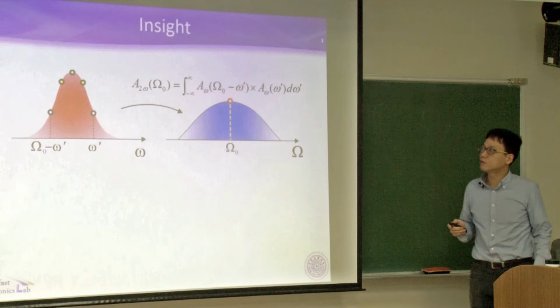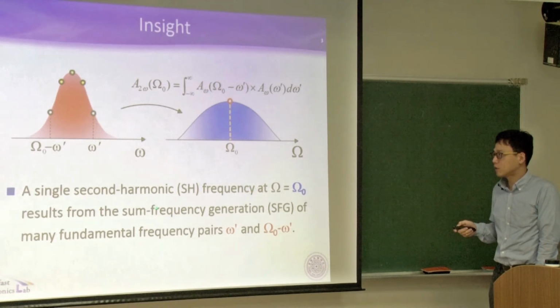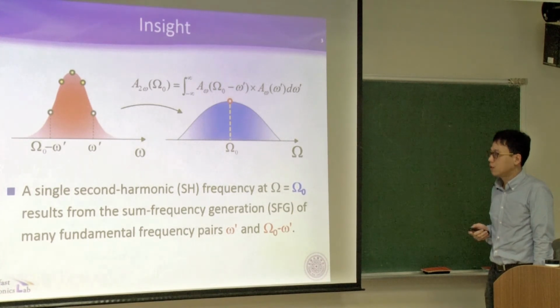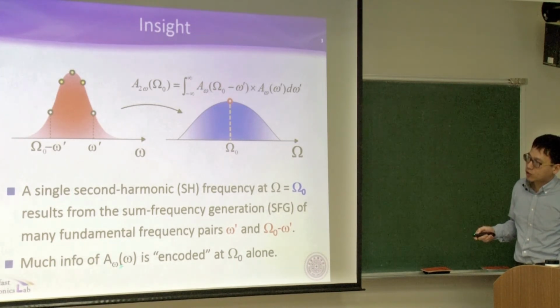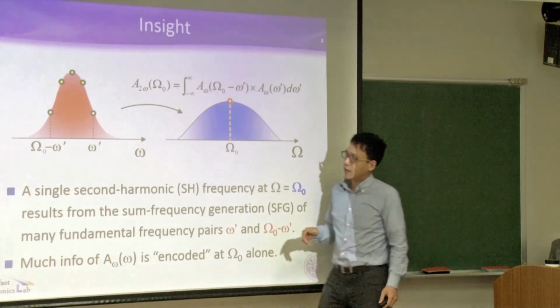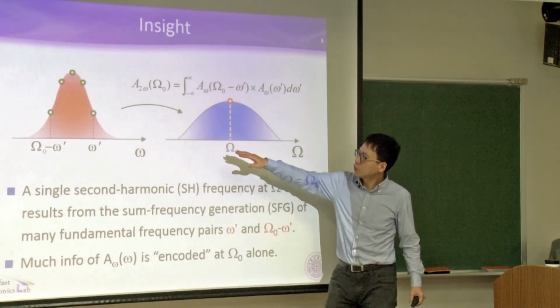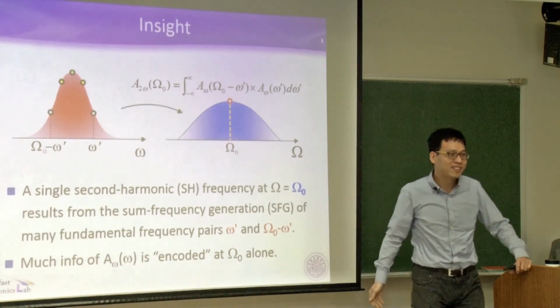So this is the starting point of MIFA method. A single second harmonic frequency at big omega 0 results from the sum frequency generation, or SFG, of many fundamental frequency pairs at omega prime and omega 0 minus omega prime. So what does it mean? It means much information of the fundamental spectrum is encoded at a single second harmonic frequency component omega 0 alone. 所以直觉上来讲是，我如果想量这个 fundamental spectrum 的 information, of course, spectral phase is our interest, right? Maybe 我不需要去把整个 second harmonic 通通记下来，我单单取这一个 frequency component, maybe 就都在那里了。That's the original idea. Okay.